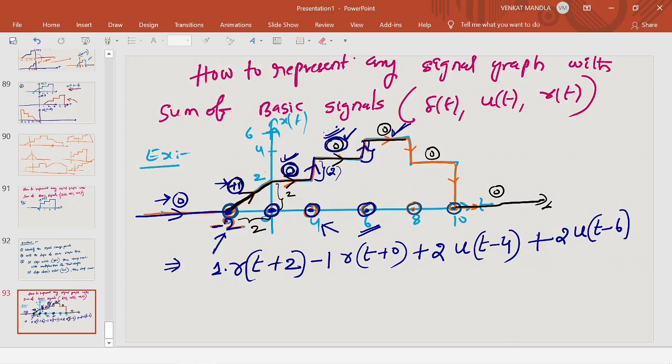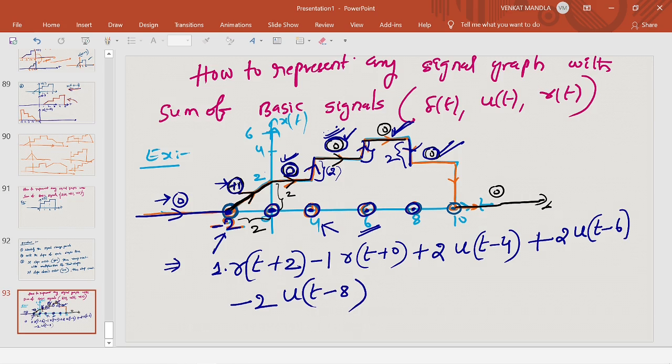Next signal changing point is 8. So at 8 we have to write, but at 8 the final slope is 0 and the initial slope is also 0. Slope difference is 0. So the step exists, and how many units step? Here to here the step is decreasing. How many units decreasing? 2 units. Decreasing step is represented with -2 times this step at t equal to 8, that is u of t minus 8, okay.